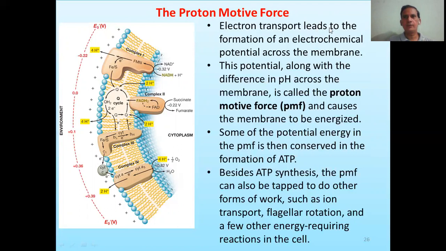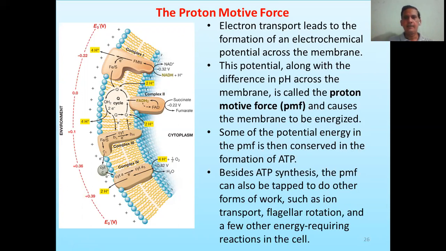Electron transport leads to the formation of an electrochemical potential across the membrane. This potential, along with the difference in pH across the membrane, is called the proton motive force, and this causes the membrane to be energized. Some of the potential energy in the proton motive force is then conserved in the formation of ATP. So this variation in the potential dictates the formation of ATP.